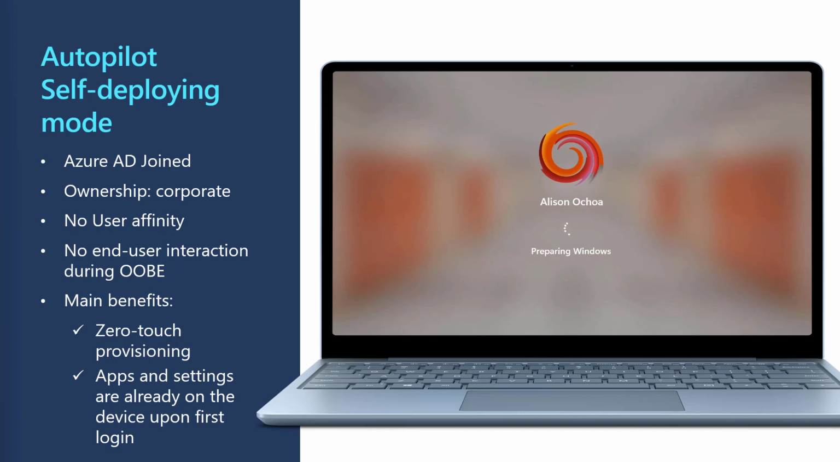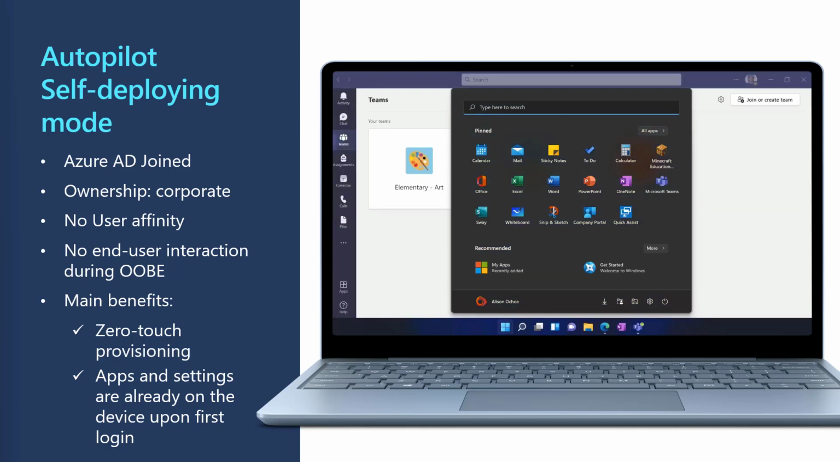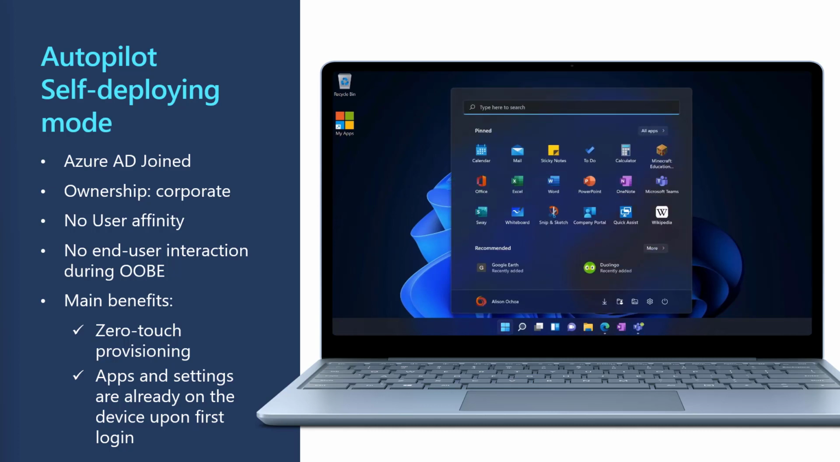As Alison signs in, most of the applications and settings that she needs are already on the device. Other applications that may require the user profile to be loaded will install after the first sign-in. For example, here we see Teams and progressive web apps. Autopilot Self-deploying mode is an excellent choice for shared devices or kiosk scenarios. But, like Autopilot pre-provisioning, it requires the devices to meet certain hardware requirements, like TPM2 chipsets and the support for device attestation. This concludes the third and last part of this video, where we covered the userless enrollment of devices in Microsoft Intune.